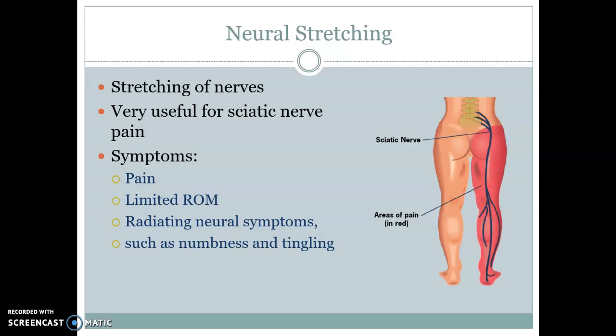We can also stretch nerves. That's called neural stretching. This is very useful for when someone has a nerve issue or condition like sciatica or any type of sciatic nerve pain. So I have a picture here of the sciatic nerve and how it can be stretched and relieve some pressure or pain throughout the leg, but you can use this for any nerve in the body. Symptoms of nerve pain would be traditional pain feeling, limited range of motion, radiating neural symptoms, which would be tingling or numbness, moving from somewhere in the spine all the way down towards your feet.